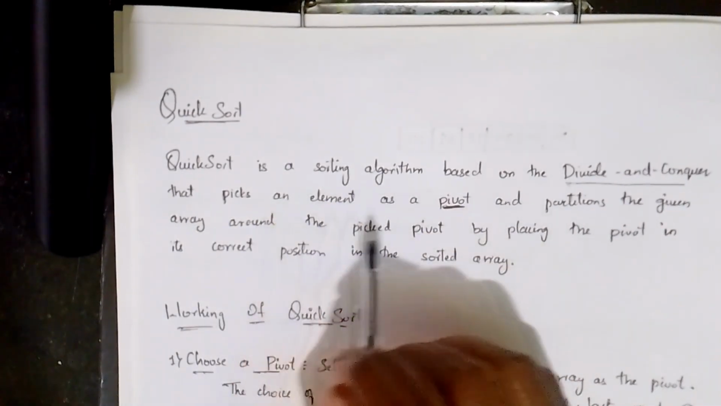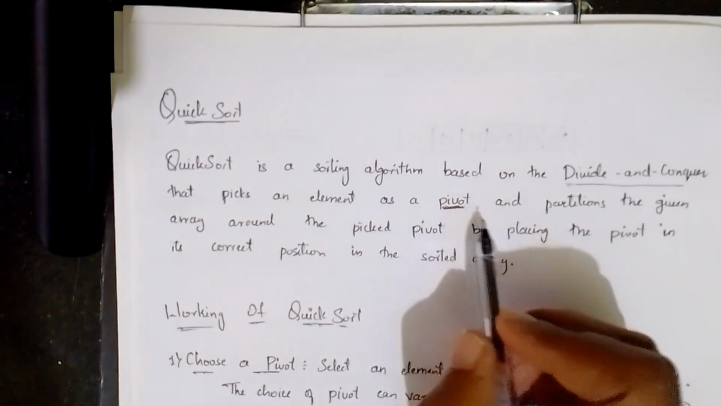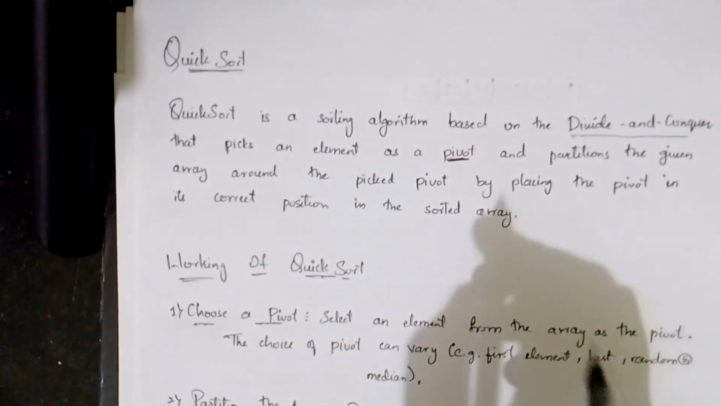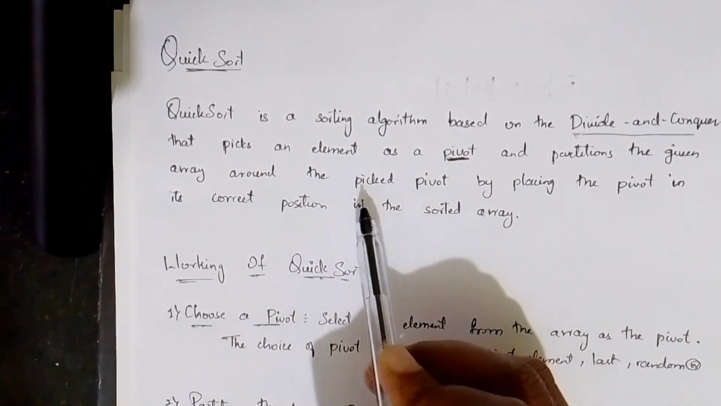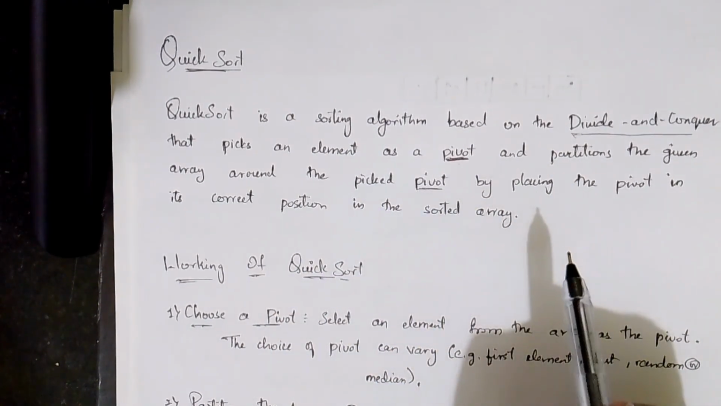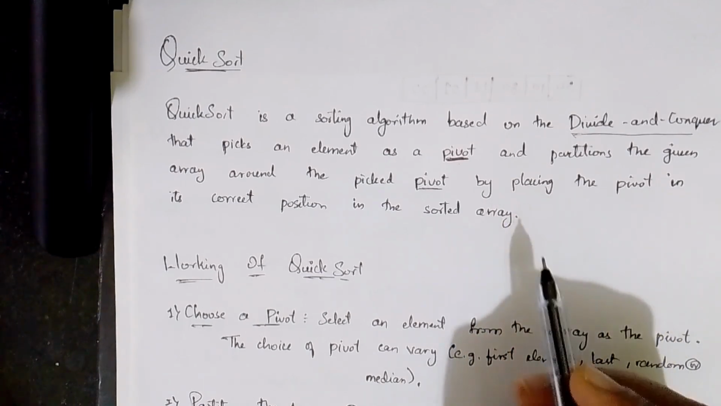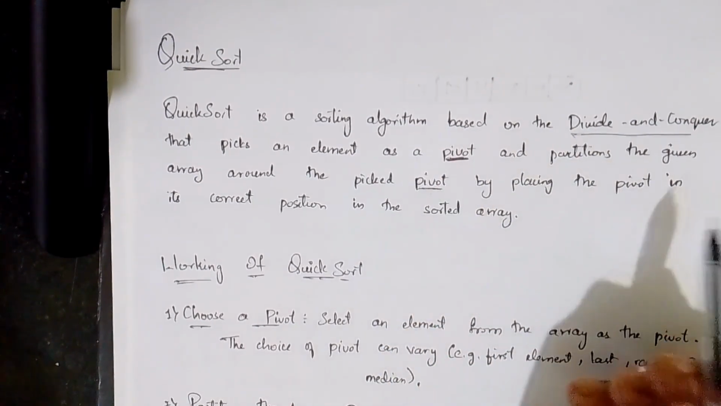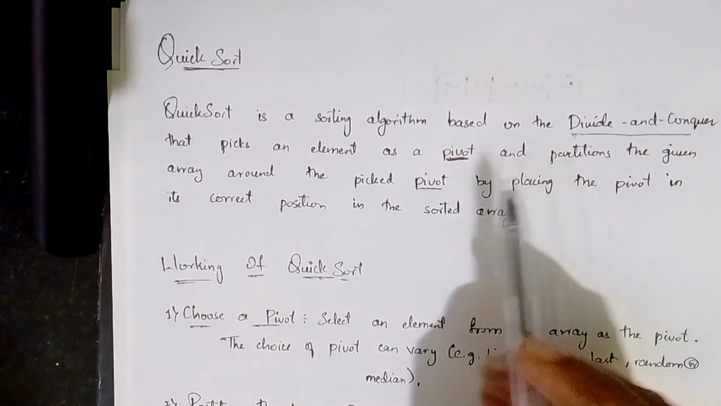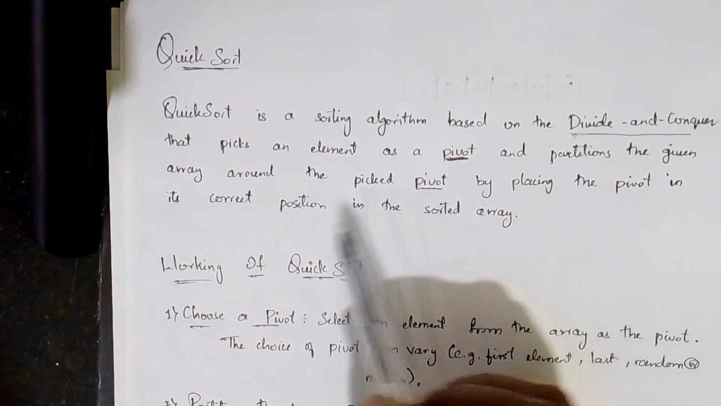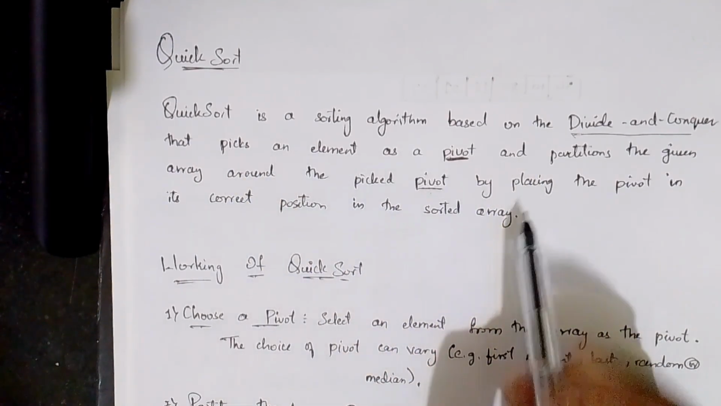In quicksort we have to take one element as a pivot element and do a partitioning of the array. We have to arrange the elements of the array around the pivot element in such a way that the elements smaller than the pivot element are placed on the left side of the pivot element, and the elements greater than the pivot element are on the right side. Then the pivot element automatically comes to its correct position. This is what the quicksort definition says.